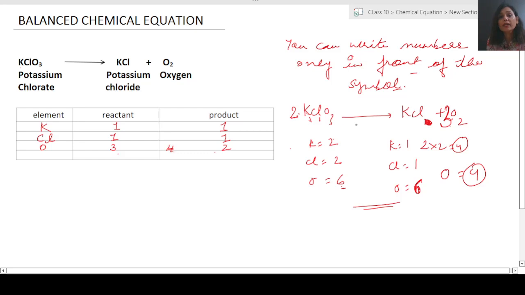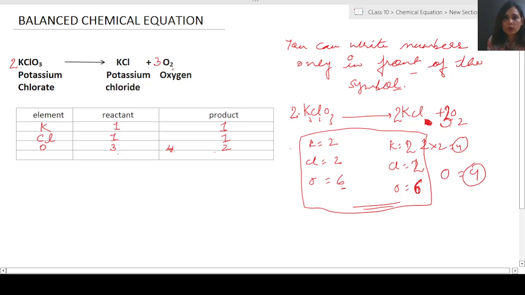Okay, now what about K and Cl? They both are 2 on the reactant side by putting this 2 here, but they are 1 on the product side. So what we can do simply is put 2 here. Okay, so K will become 2, Cl will become 2, and this equation will become balanced. So how can we make it balanced? We will put 2 here, so it will be 2 into 3, 6. Here we were putting 3 into 2, 6. This 2 will go to K also, so we will put 2 here, and this 2 will be of the Cl also, so here also it will be of Cl.